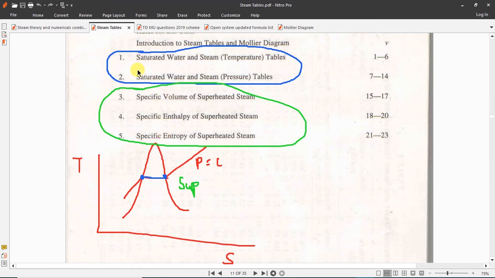Now tables number 1 and 2 are used for this blue colored region. This is the saturation dome, the vapor dome on the TH diagram, and this is a constant pressure curve. So this is the saturated liquid, wet region and saturated vapor curve. For this we can use the saturated water and steam tables, the temperature and pressure tables. And when you consider the superheated region towards the right of the saturated vapor curve, there we can use tables 3, 4 and 5.